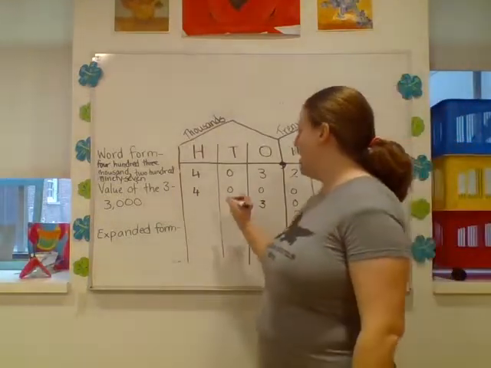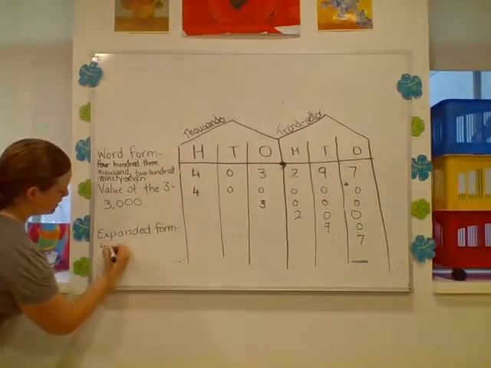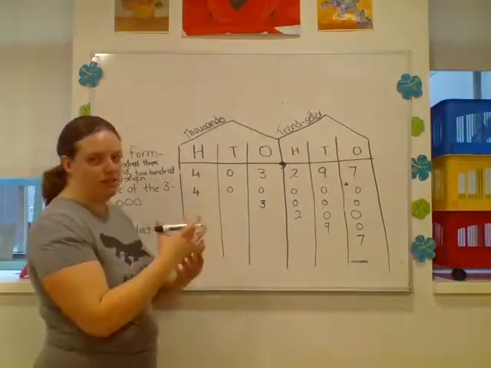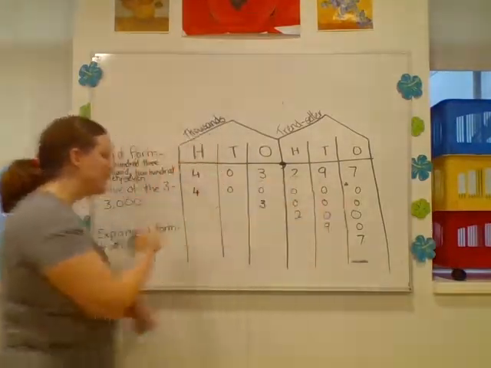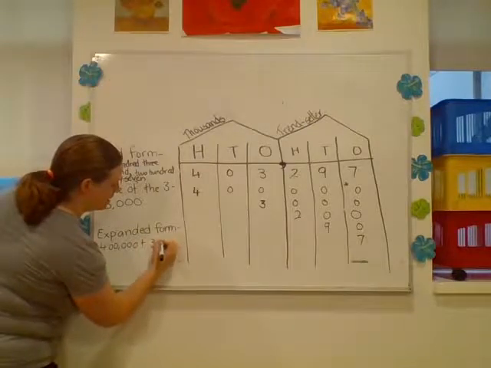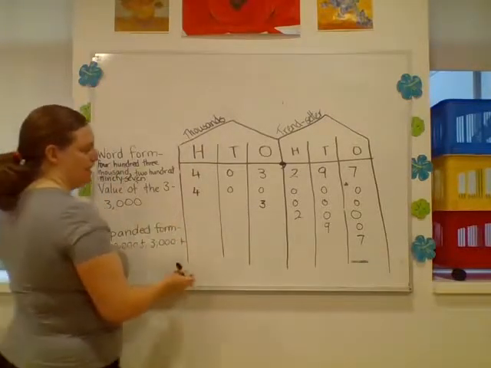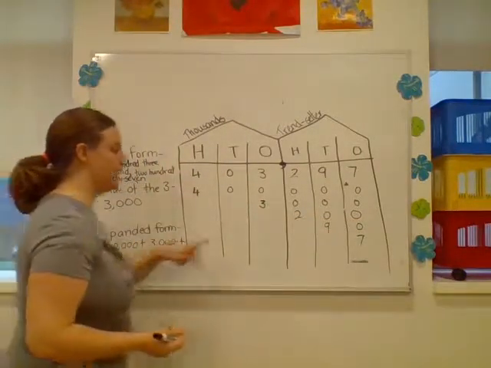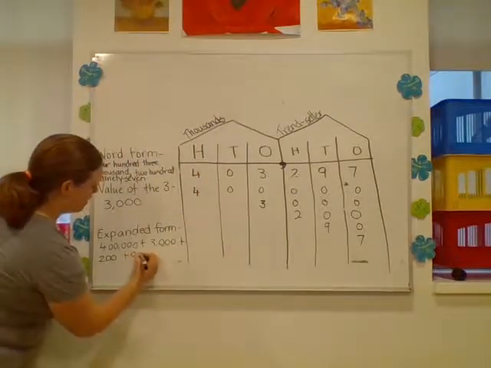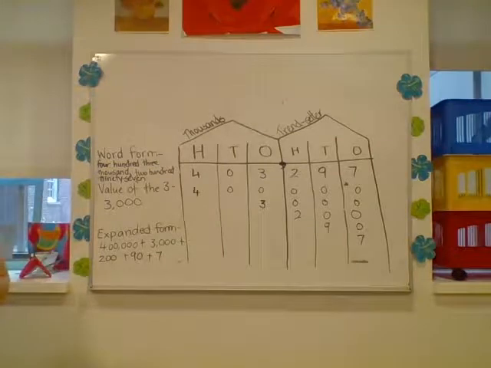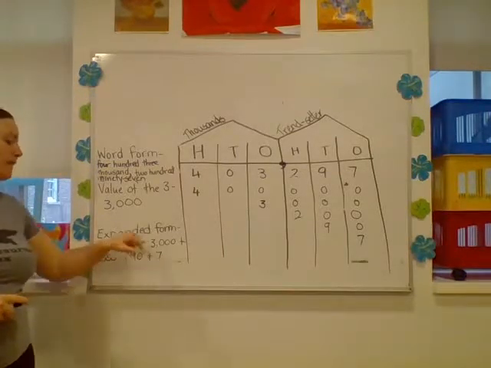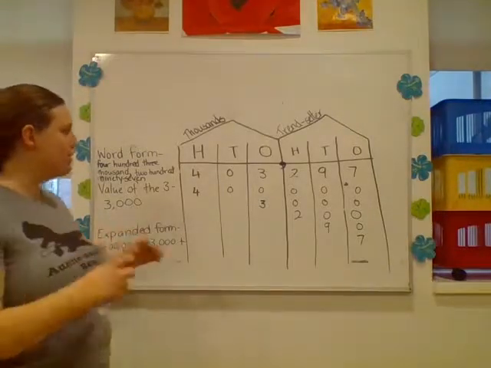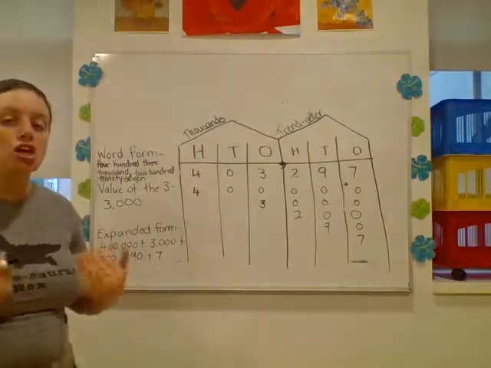So, let's have a look. We have 400,000, which I have here, and then 3,000. So if I'm not sure, I can go 1, 2, 3, and count the zeros. So plus 3,000, plus, and then I've got 200, plus, and then I've got 90, plus 7. So my expanded form is 400,000 plus 3,000 plus 200 plus 90 plus 7. And if you add all of those together, you get 403,297.